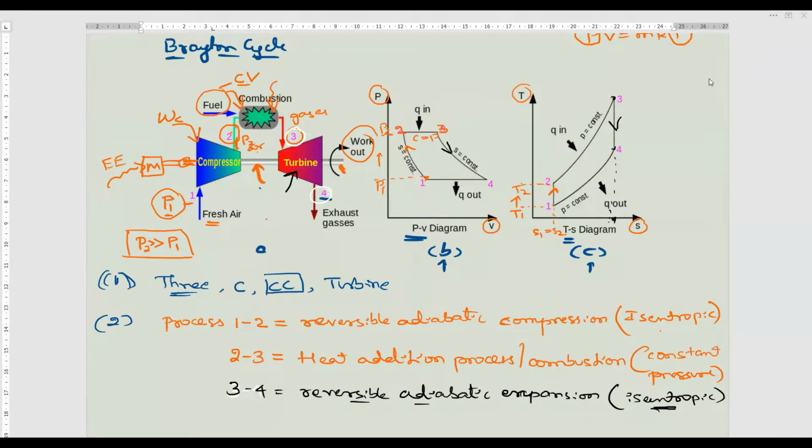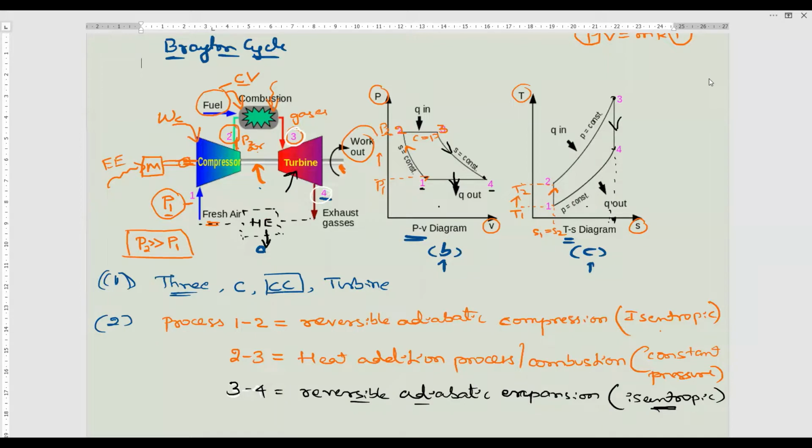Now there is no 4th process we have represented in this block diagram, but we have shown it in the PV diagram as well as in the TS diagram. What is that? 4 to 1 is constant pressure heat rejection. If you take one device between 4 to 1 and make it a closed cycle, then it will be a heat exchanger. So in this heat exchanger, it is constant pressure heat rejection. So constant pressure heat rejection is 4 to 1.